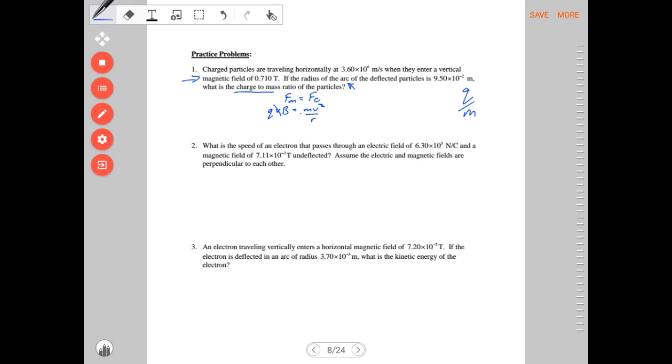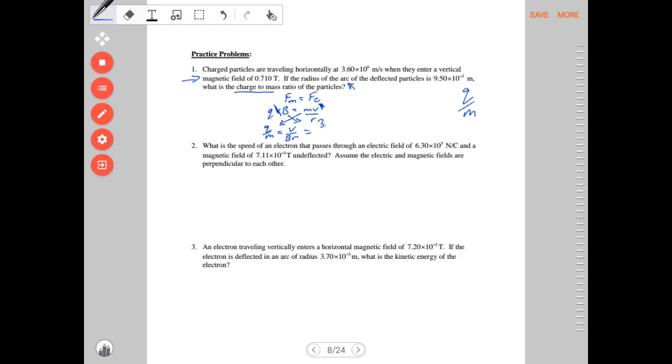So if we look at that, the m divides down and the b divides down. So then I end up with Q over m equals V over BR. Now remember, one of those velocities canceled. That's why it's not V squared anymore. Okay, so once I have that adjusted formula, now I just put in the numbers.